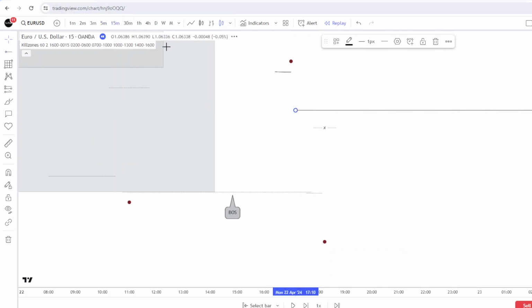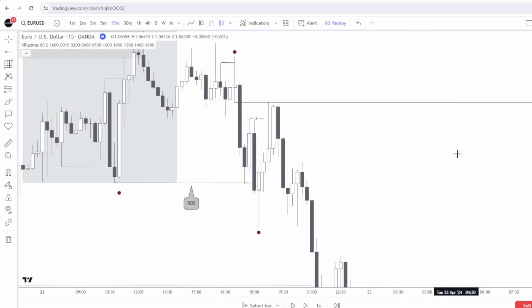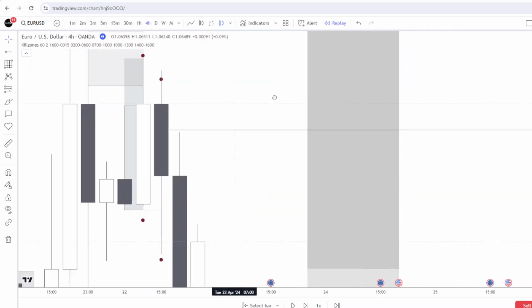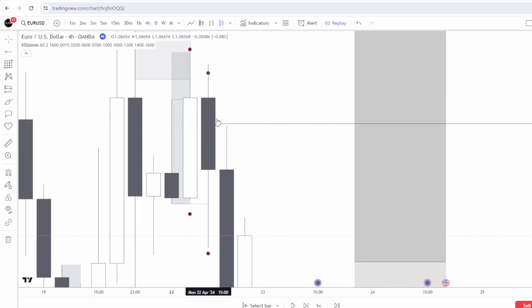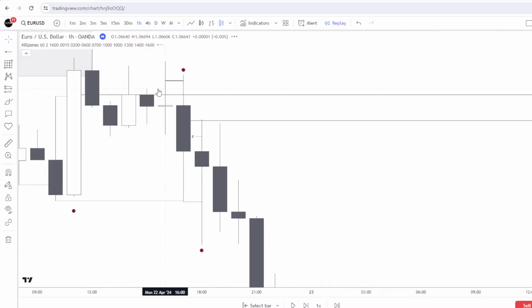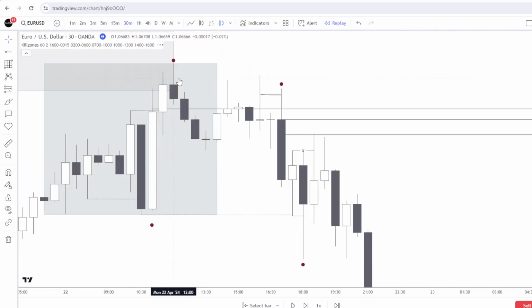Let me check my M15. I think I took it from M15. Yes, M15 imbalance fill price action. Why did I use the M15? If you go on the H4, you can see that we had this candle. The key level on H4 would be here. Unmitigated wick on H1. On H1, the key level would be here on this unmitigated wick, this one. Then on M30, we will use the same because liquidity is here. We don't have any key level here, but this unmitigated wick.